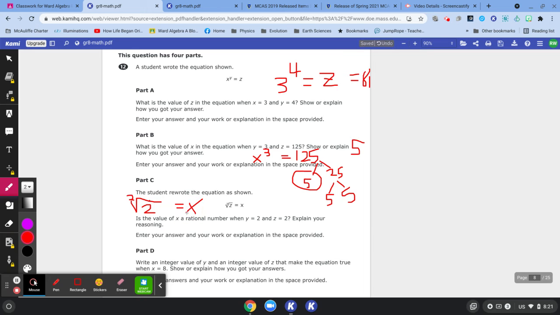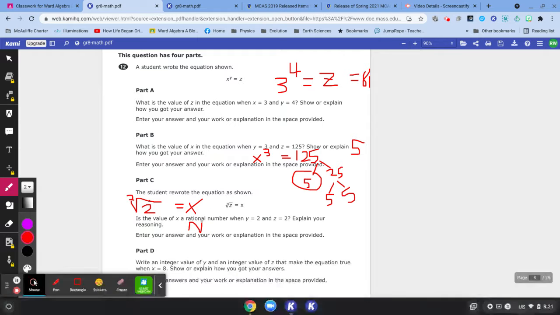So what we're saying here is the square root of 2 is x. Well, the square root of 2 is not a rational number. The square root of 2 is an infinitely long decimal. Starts about 1.4, and it goes on forever. Does not settle into a repeating pattern. So no, it is not a rational number.